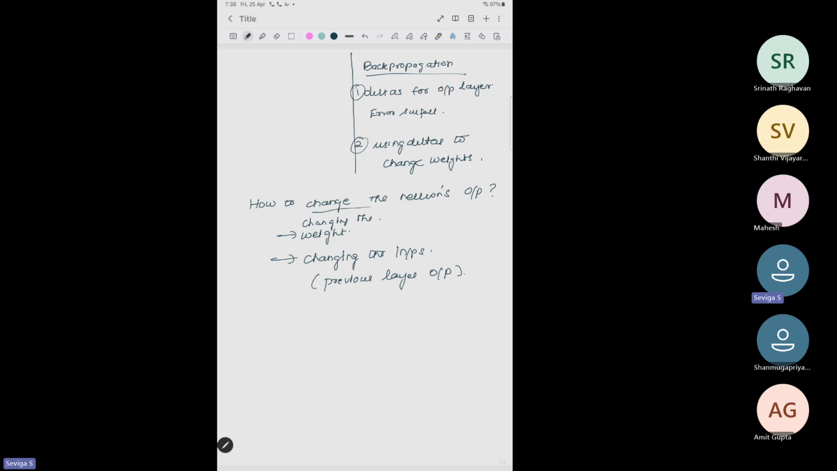So if you need to change the neuron's output, you need to change the previous layer's output, which is going to be the input for the current neuron. Or else we need to change the weight, which is connecting the previous layer to the current layer. So by these two things, we can change the neuron's output.